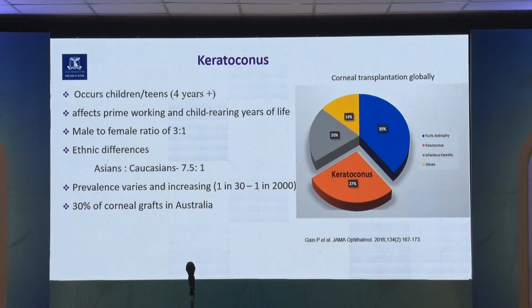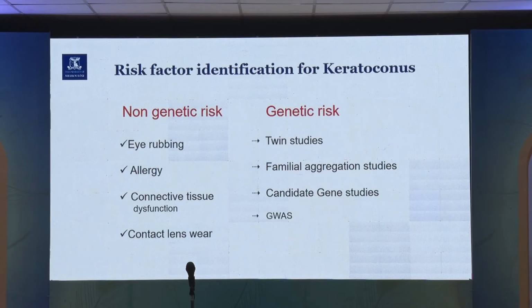I think this goes with the ethos of GEGC in terms of trying to tease out different ethnic populations and what's going on in them. Prevalence seems to be increasing, and we're not sure whether this is because there is more keratoconus in the world or because there are better detection techniques, but it's been going up from 1 in 2,000 to about 1 in 30 in some of the latest studies. And it accounts for the majority of corneal transplantations in Australia.